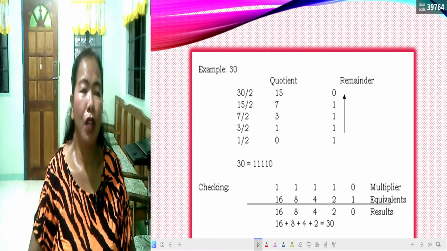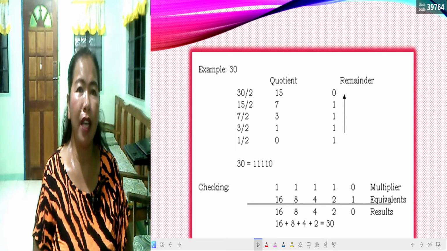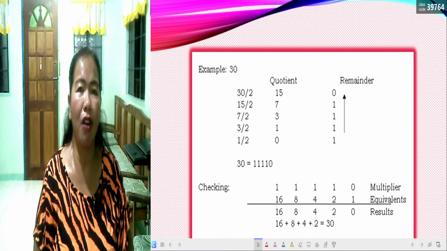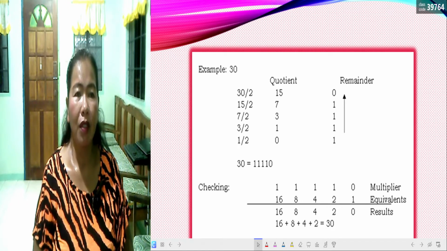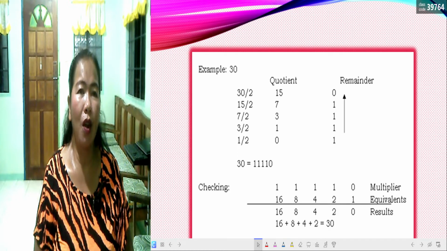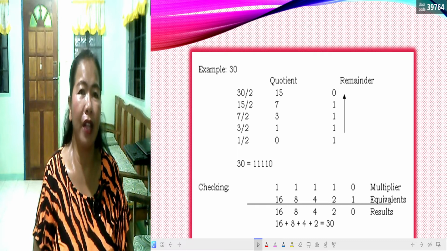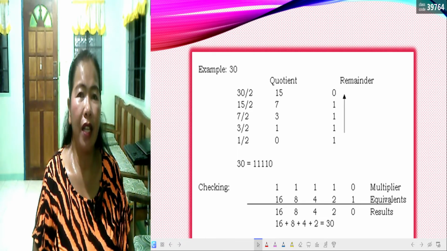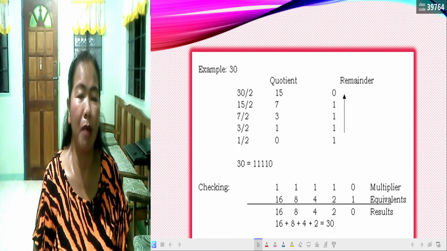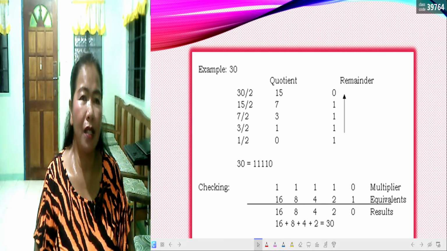So first, you have to place two columns, one for the quotient column and another column for the remainder column. So let us start dividing. 30 divided by 2 is equal to 15, and you have to place it under the quotient column. And when you multiply 15 by 2, that is 30. So therefore, the remainder is 0. And the 0 remainder, you have to place it under the remainder column. Then the last quotient is 15.